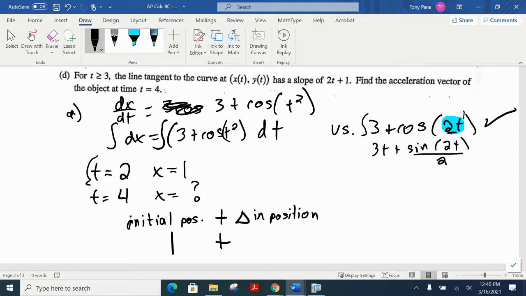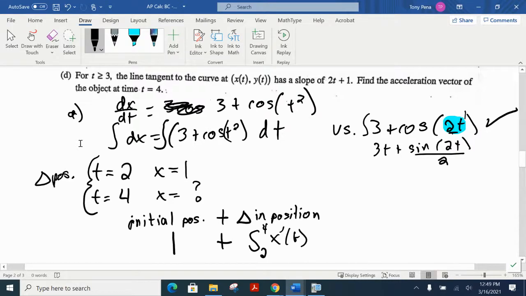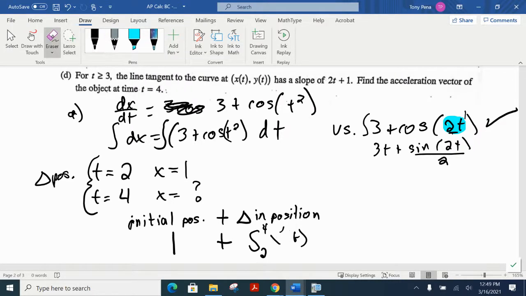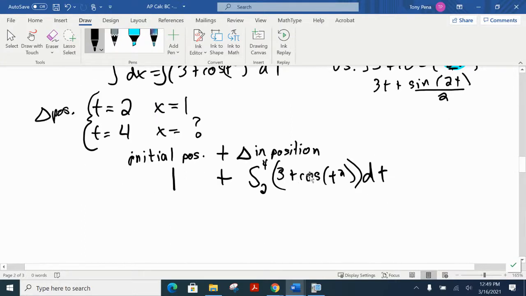The way I can figure out my change in position, not from 0 to 2, but from 2 to 4, is by integrating x prime of t. If I integrate x prime, it'll give me the change in x over that interval. So that is the expression 3 plus the cosine of t squared dt. Then you throw this into your calculator.